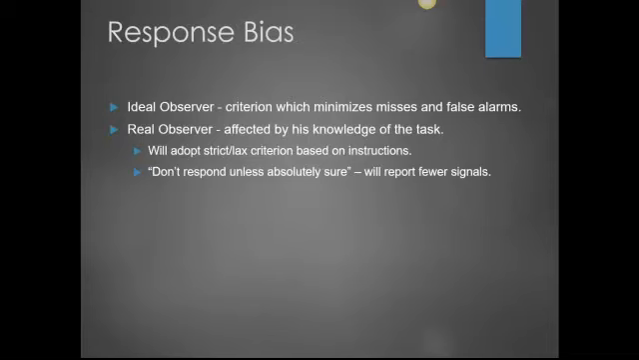So as we look at the observers, we have an ideal observer where the criterion minimizes the misses and false alarms. So it minimizes when they have a signal present and they say there's nothing there, or when there's no signal present and they say there's something there. But the real observer is affected by his knowledge of the task. So will he adopt a strict or lax criterion based upon the instructions? And the instructions are very important.